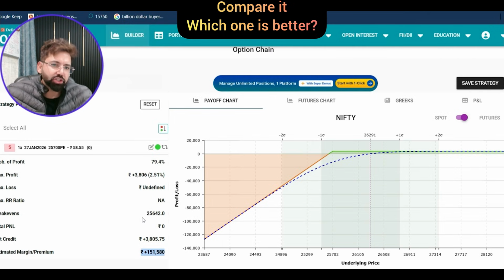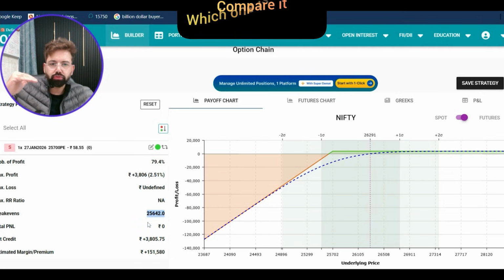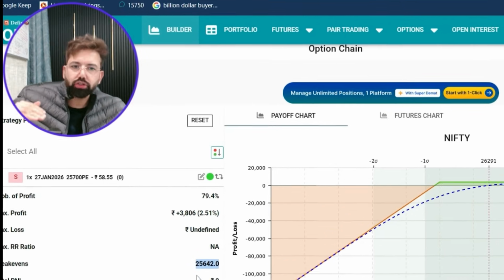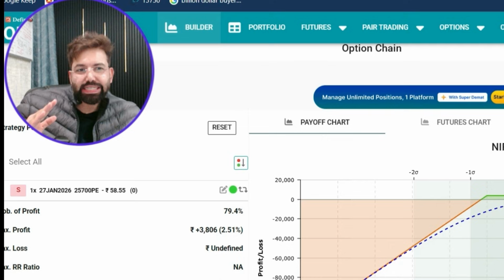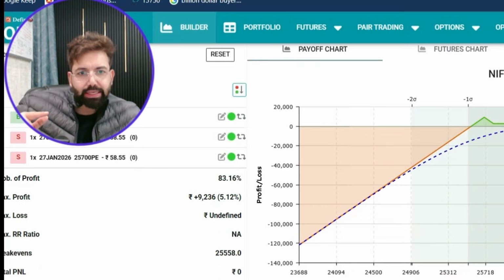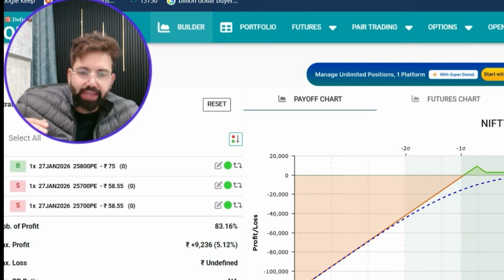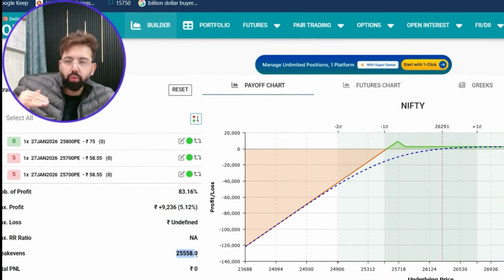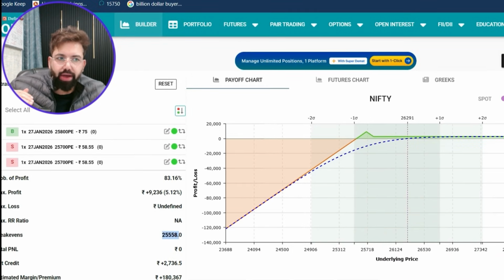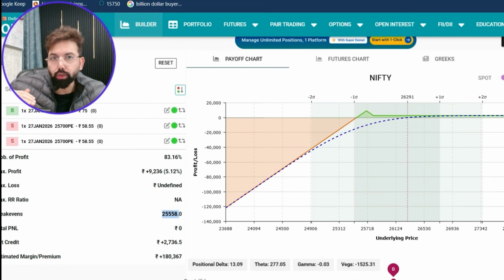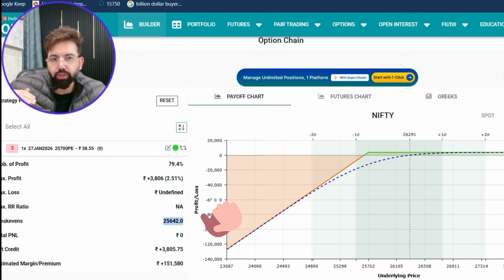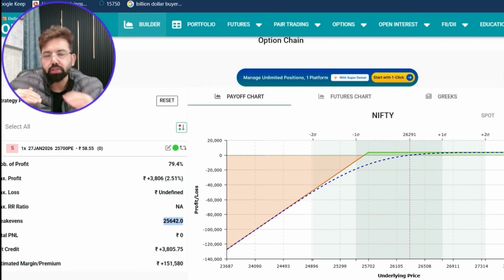When we sell a simple plain vanilla naked put, the break-even is 25,642. That means below 25,642, the loss starts to come, and you can see a very steep red. Here, if we do something like this, you see the break-even has come even further down. It is 25,558, versus the conventional wisdom of 25,642.